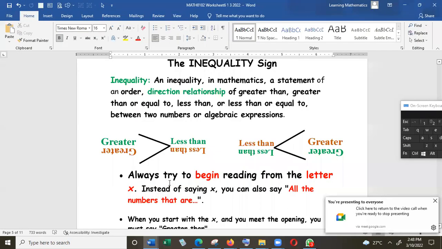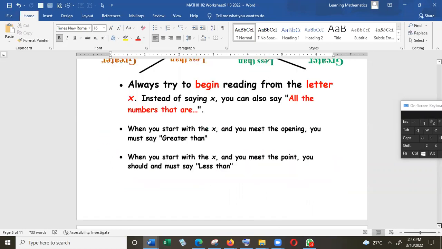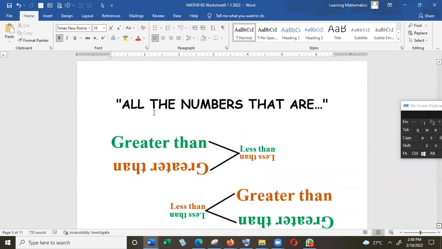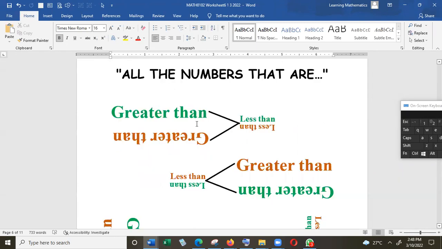So now, always try to begin reading from the letter X. And instead of saying X, you can also say all the numbers that are. Okay, always bear that in mind. When you start with the X and you made the opening, you must say greater than. When you start with the X and you made the point, you must say less than. All the numbers that are, the opening, you say greater than. All the numbers that are, you made the point, you say less than.